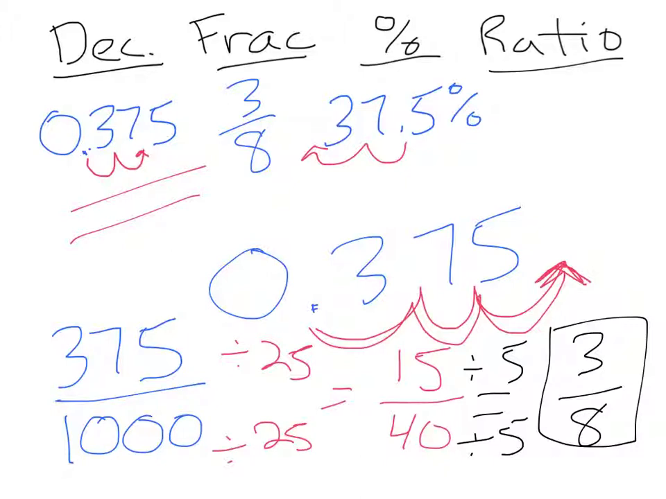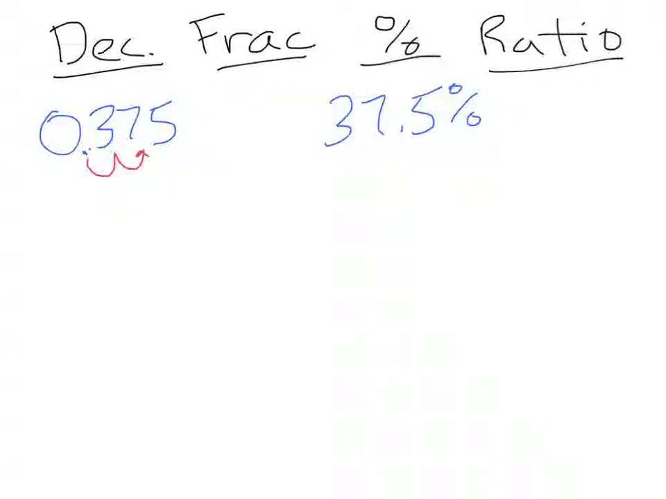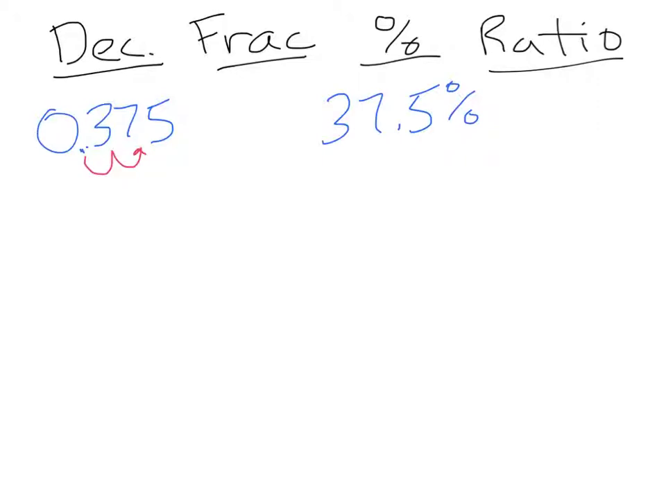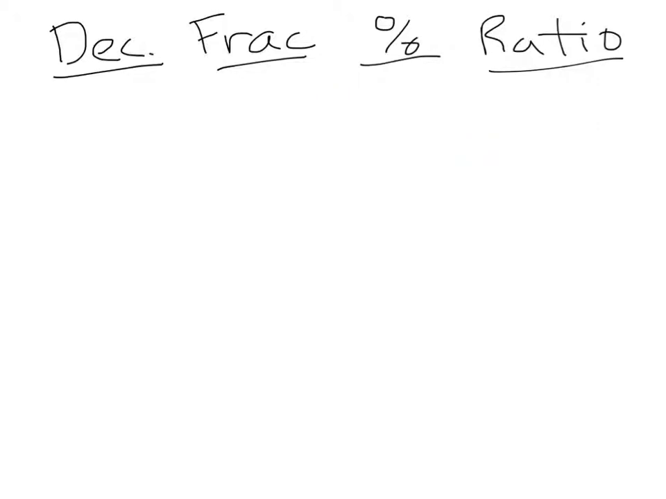So 3/8 being my fraction, again, that makes my ratio simply just 3:8. So I have filled in my 4 answers here. Again, just given that one, I have filled out the other 3. Okay, let's take a look at one more for our decimal to fraction to percent to ratio.